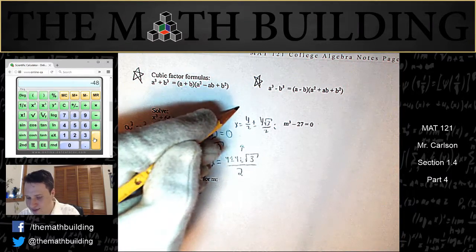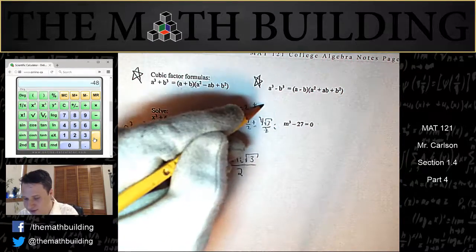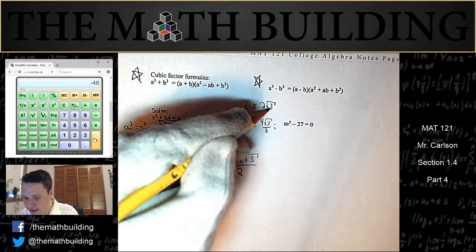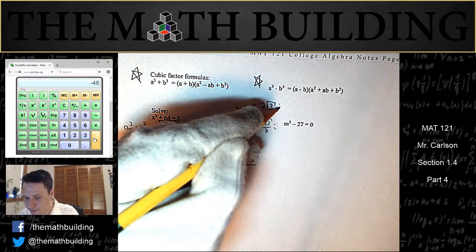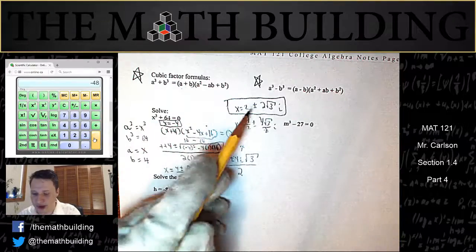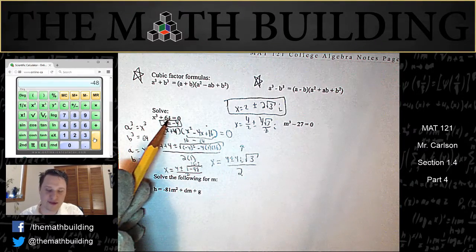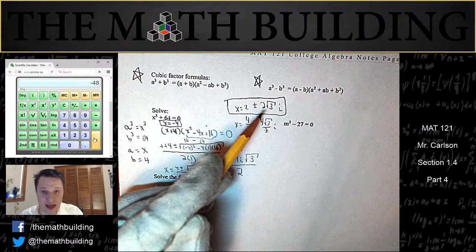So that means that x is going to equal 2 plus or minus, that cancels, 2 root 3 i, with the i on the outside of the square root. So look at that. We have 2 answers here and 1 answer here. So we have 1 real answer and 2 complex answers.